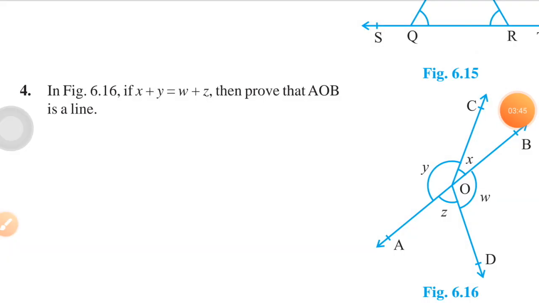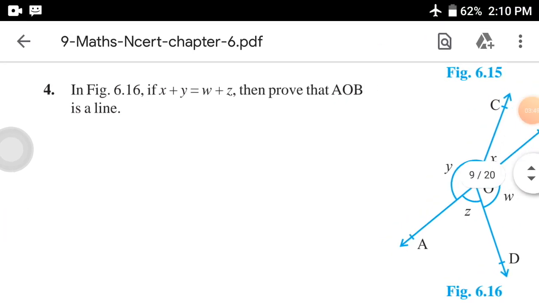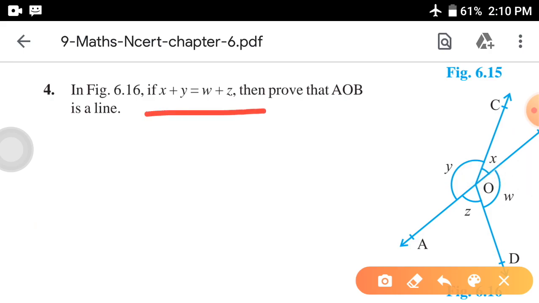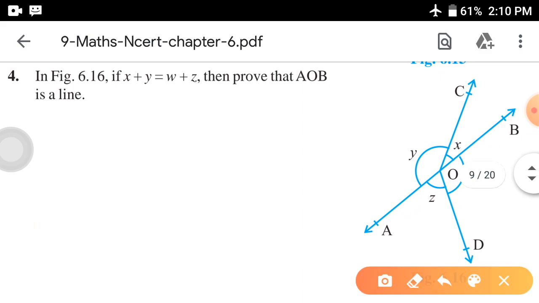Now see the next question. In question number 4, it is given that x plus y is equal to w plus z. That means you can see in the figure also that x plus y, these two, equal the sum of these two: x plus y equals w plus z. So we have to prove that AOB is a line.